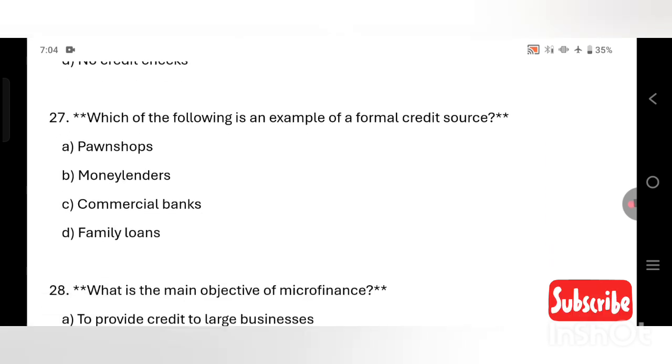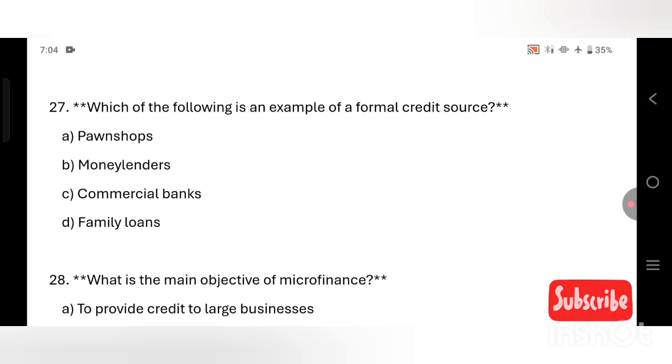Question number 27. Which of the following is an example of a formal credit source? Option A, pawn shops. Option B, money lenders. Option C, commercial bank. Option D, family loans. The correct answer is commercial banks.